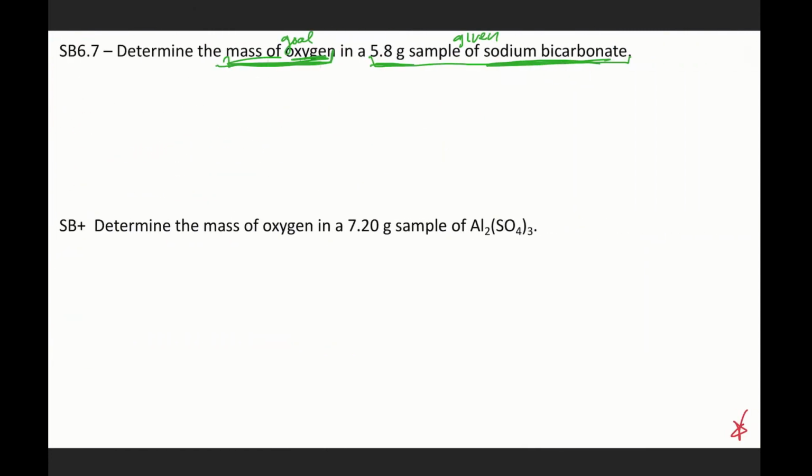So, sodium bicarbonate, let's look at that formula. The H means polyatomic ion. Sodium is a metal, so definitely an ionic compound. So sodium has a charge of +1. Bicarbonate has a charge of -1. So NaHCO3 is our formula, and I would like to know the mass of oxygen. So let's go ahead and work this out. So 5.8 grams of NaHCO3.